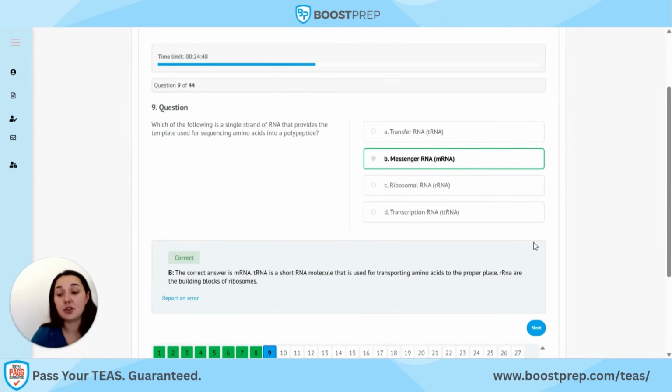The answer is messenger RNA or mRNA. tRNA is a short RNA molecule that is used for transporting amino acids to the proper place they transfer, or rRNA are the building blocks of ribosomes. So ribosomal RNA makes ribosomes.